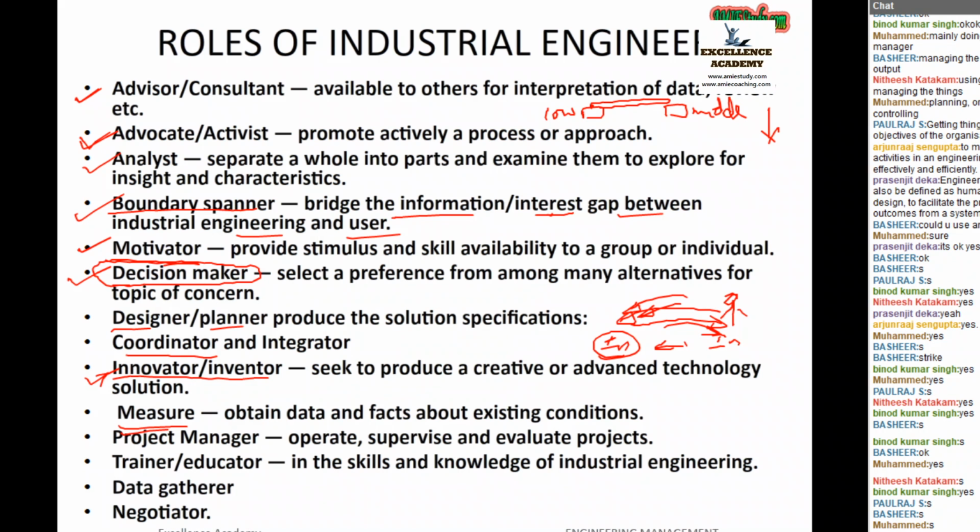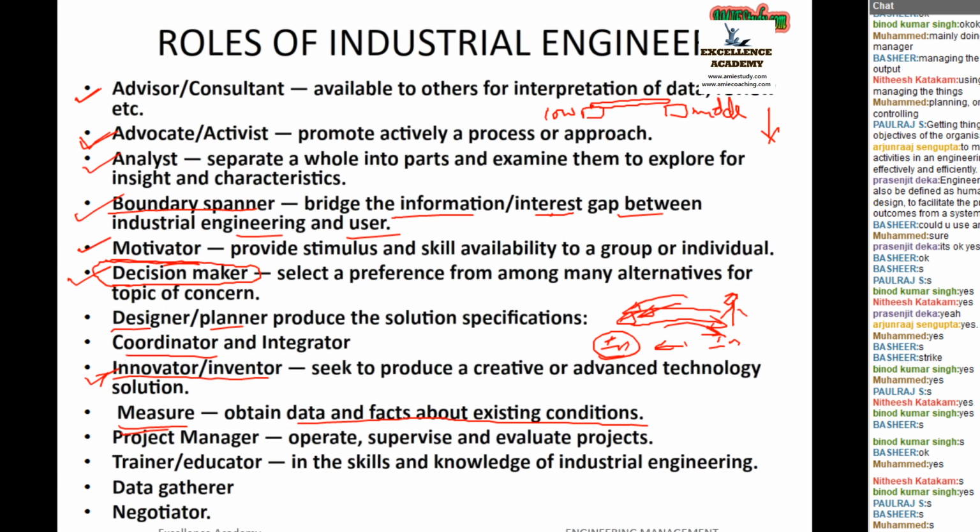Then he should measure. That means obtain data and facts about existing conditions. Say Hyundai is coming with a new small car, and it says that nearly 30 kilometers per liter mileage is shown. Then the industrial engineer of Maruti has to measure whether it is right or not. You should not be blind to the instructions or manuals given by other companies. We have to check whether any fact is there or not. That should also be included in the role of an industrial engineer. That means he should measure the data.